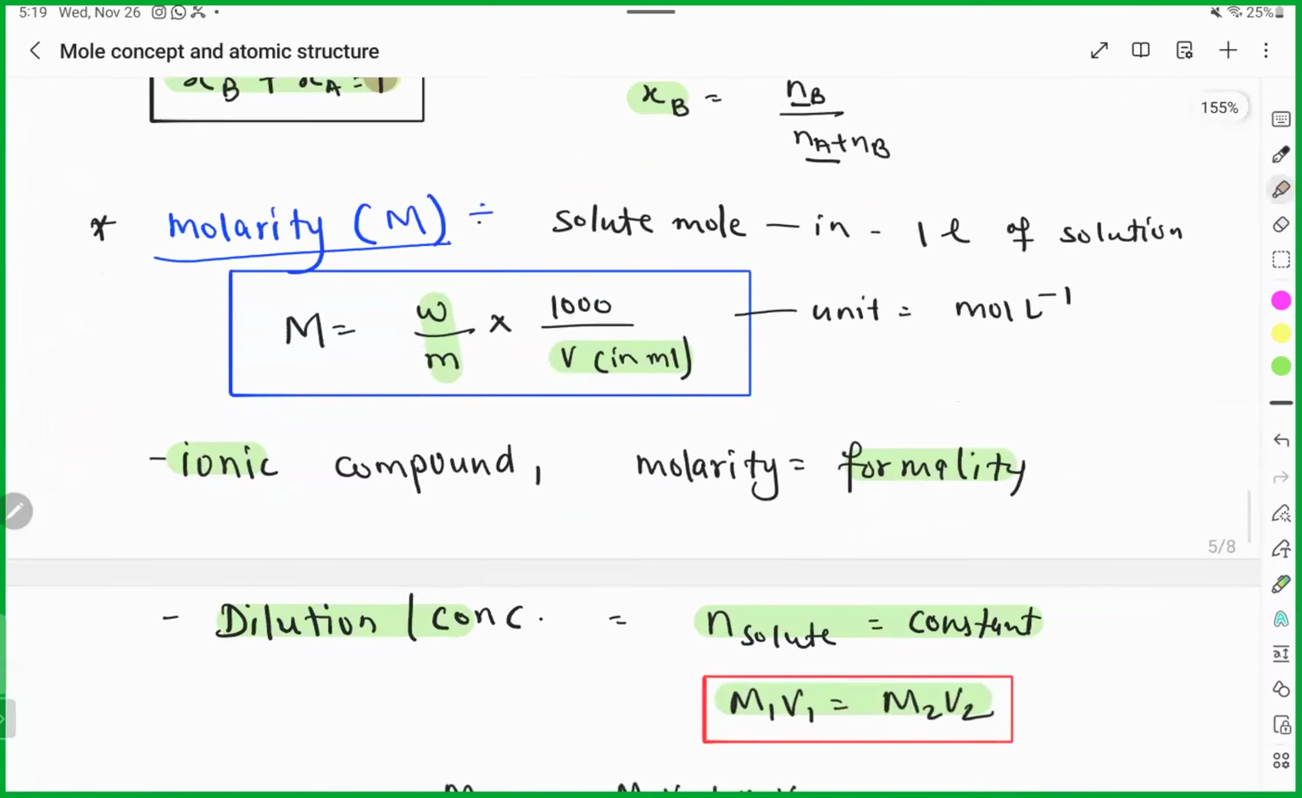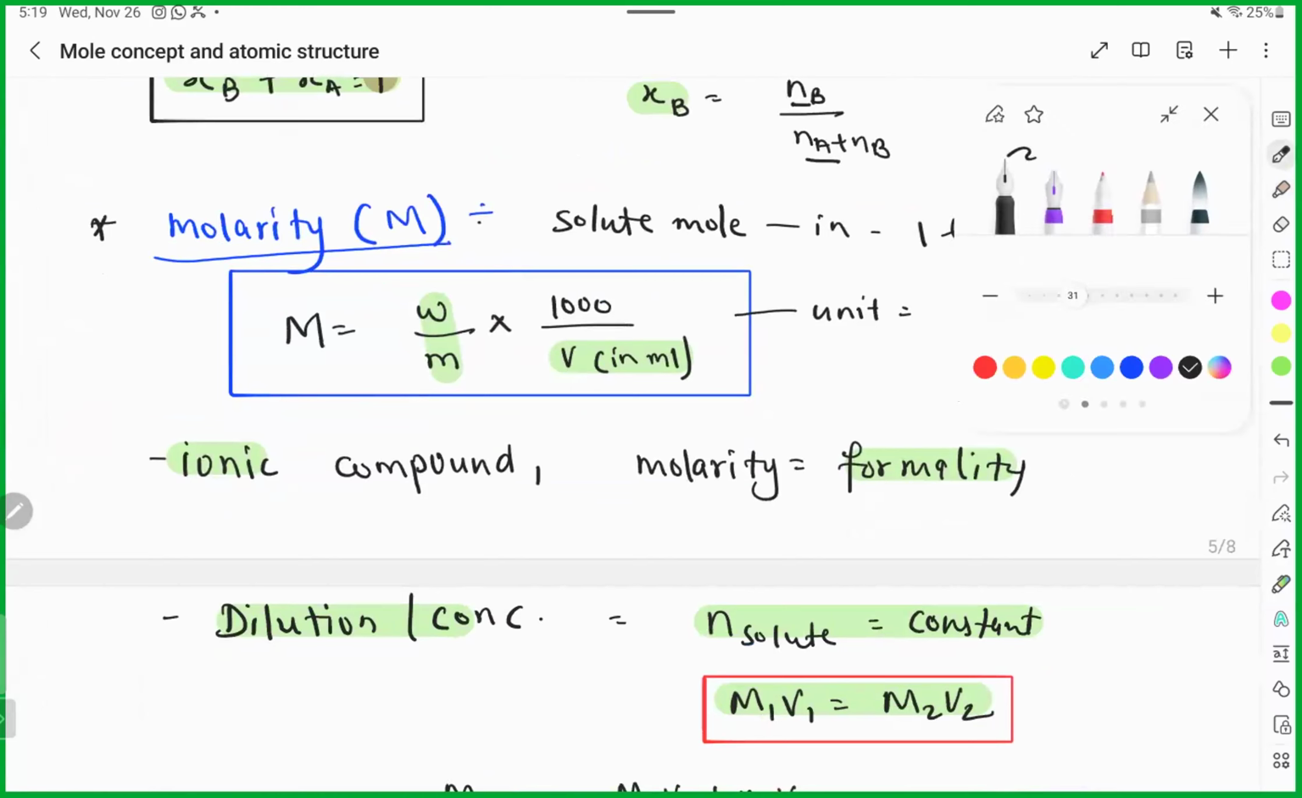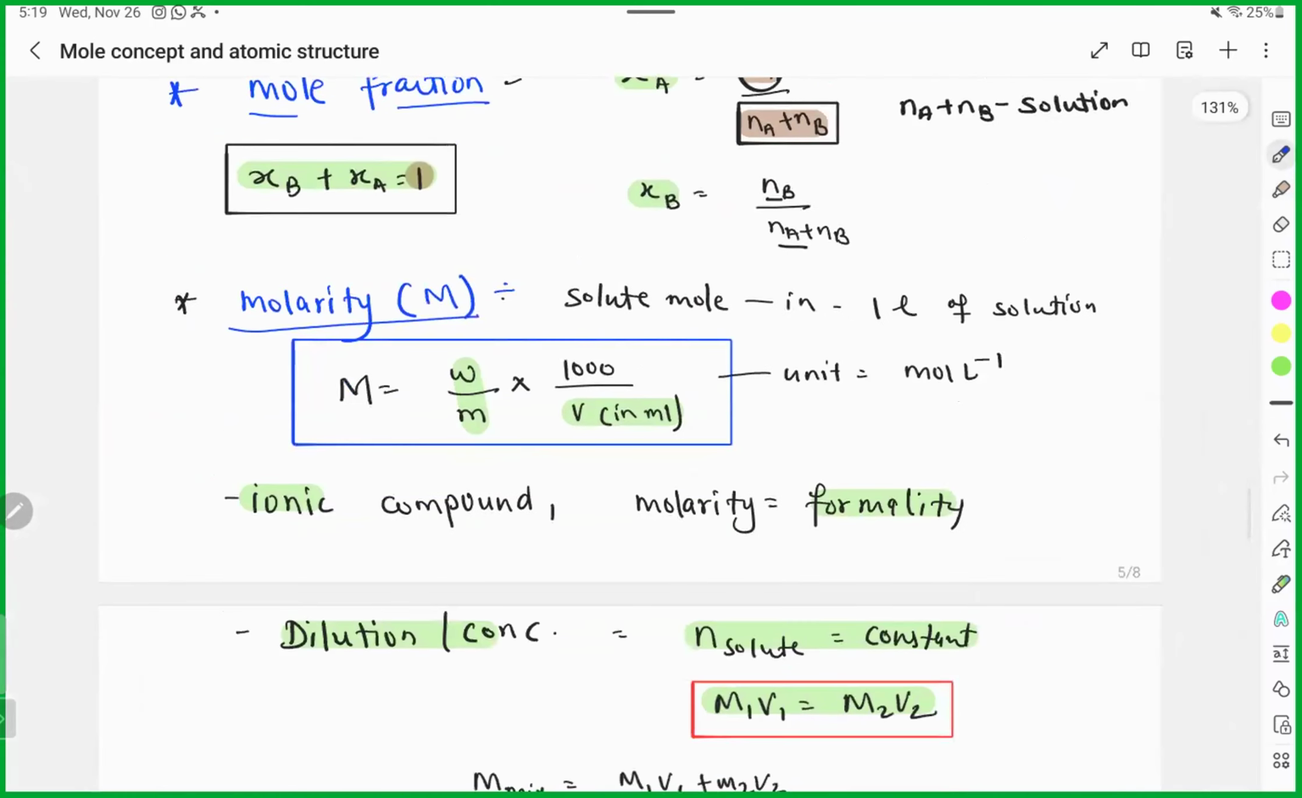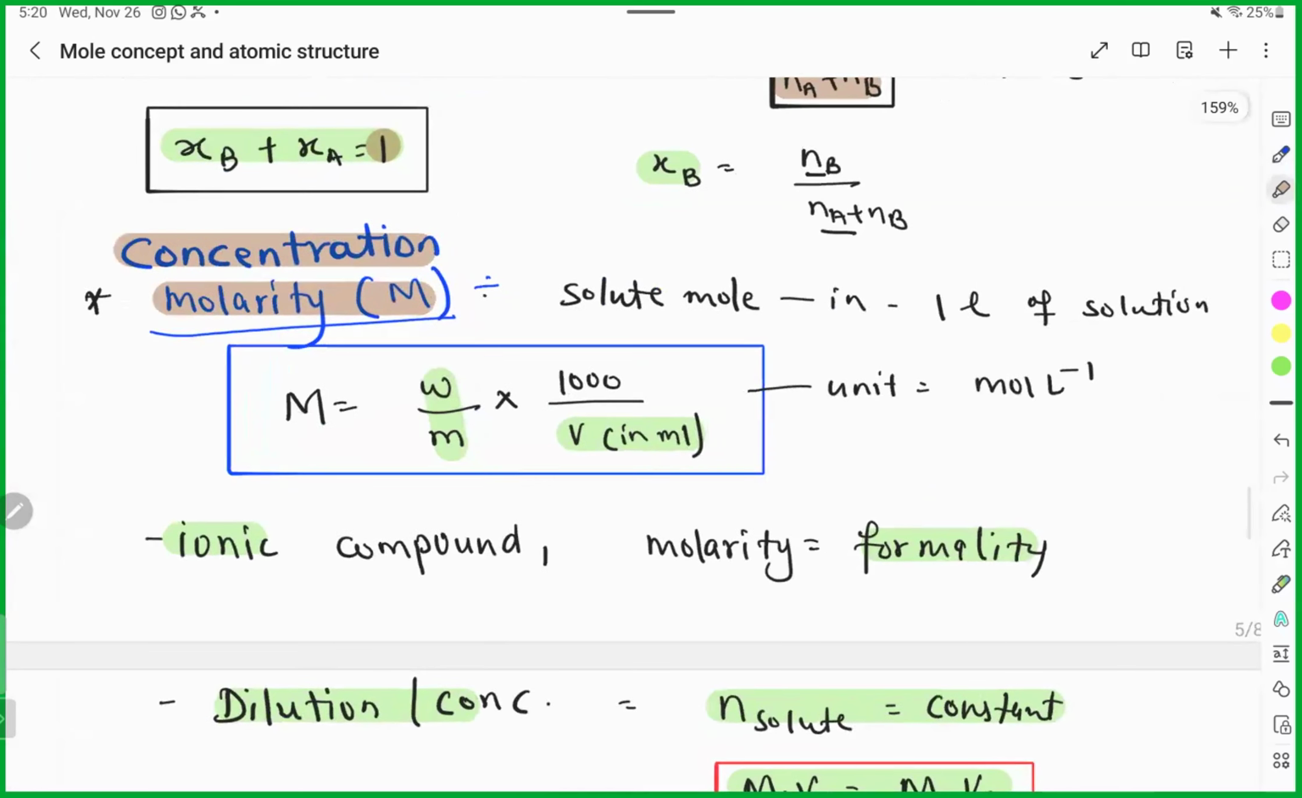Molarity. Molarity is also known as concentration. If you use the word molarity or the term concentration, it is the same thing. I will write here concentration. Both are the same thing, concentration or molarity. It is the number of solute moles present in 1 liter of solution. You know what is more important? Solute mole, volume of the solution. Because if you write solvent here, it will be wrong.